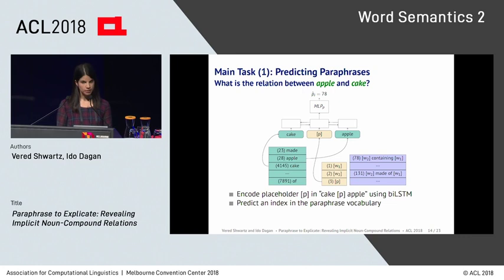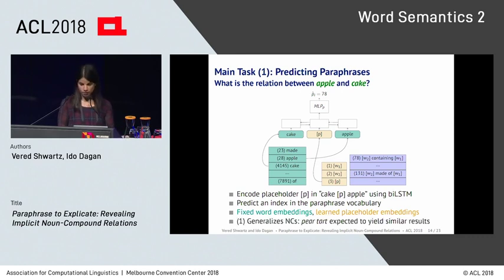So similarly to the Melody system, we also don't generate any new paraphrases in this work. We just try to predict templates of paraphrases that appeared in the corpus, but not necessarily with this specific noun compound. The green vectors are fixed word embeddings, specifically 100-dimensional GloVe embeddings, and the orange ones are learned placeholder embeddings for the three components. And similarly to the Melody system, we also generalize for semantically similar unobserved noun compounds. So again, if we now see pear tart during test and we haven't observed it during training, or we don't have any paraphrases for it, it's expected to yield similar results to apple cake.